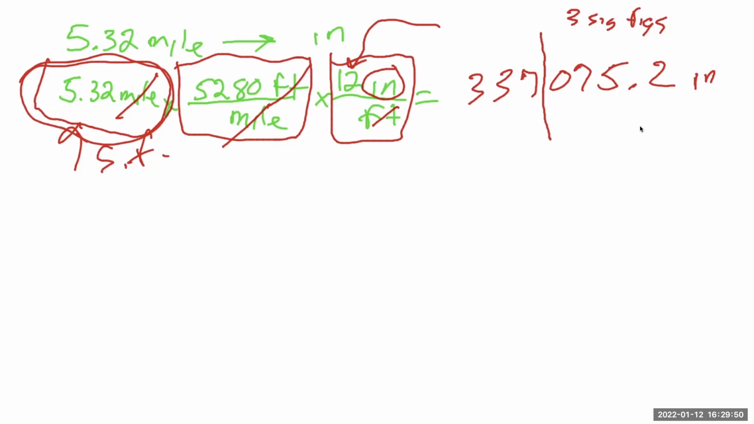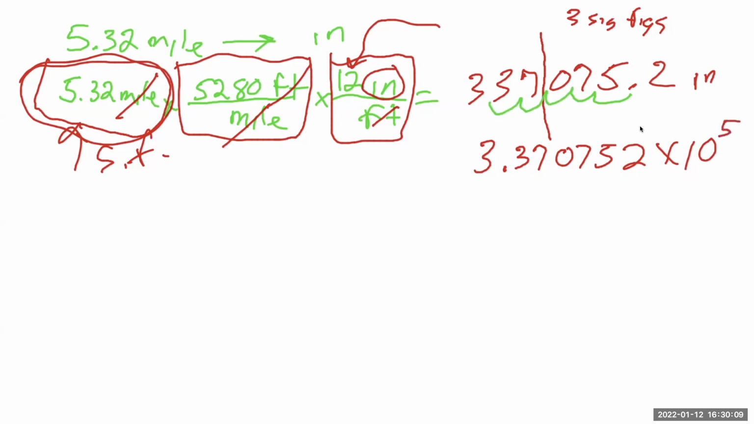So this notation is 3.370752 times 10 to the what? We've taken this decimal and we've moved it 1, 2, 3, 4, 5. So it's times 10 to the 5th. And we made this number smaller, so we have to make that one bigger. So it's times 10 to the 5. So this is the exact same number now in scientific notation, right?